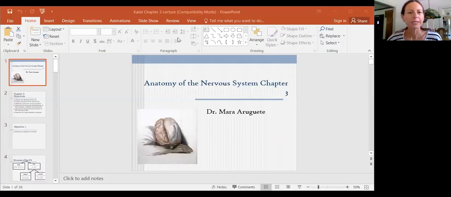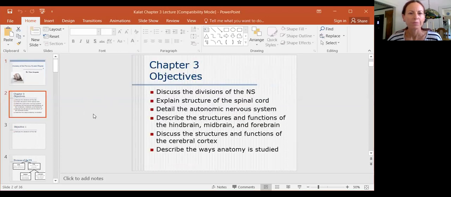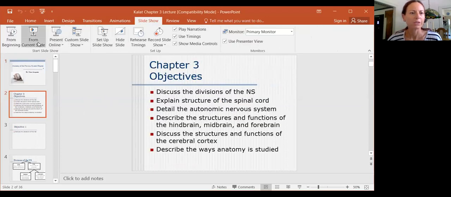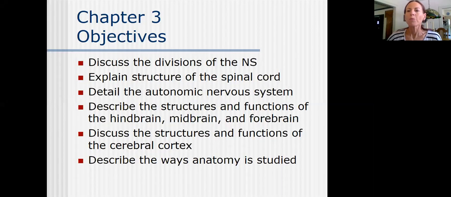So chapter 3 is anatomy of the nervous system. And so we're going to start with talking about our objectives. We're going to start by discussing the divisions of the nervous system. We'll explain the structure of the spinal cord and the ins and outs of the spinal cord, and then we're going to hit the autonomic nervous system in some detail and talk about the parasympathetic nervous system.